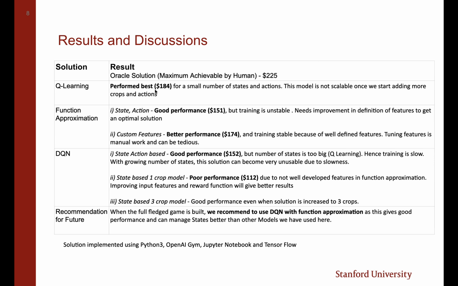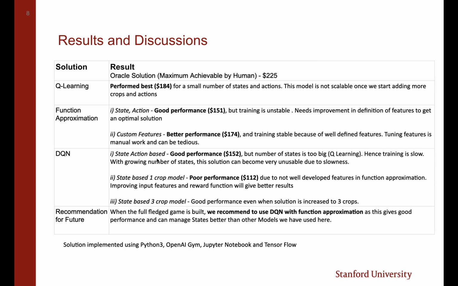Q-learning performed best at $184 with a small number of states, but the model is not scalable once we start adding more crops and actions. Function approximation with state and action performed at $151, reasonably well, but training is unstable. We need to add features to make training more stable. Once we added custom features, the algorithm performed better at $174, and this training was also stable. Right? Let's compare to DQN.